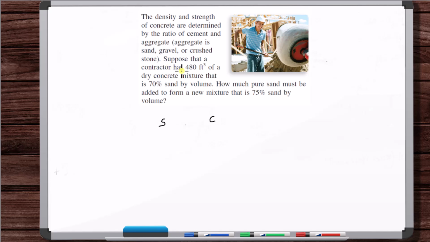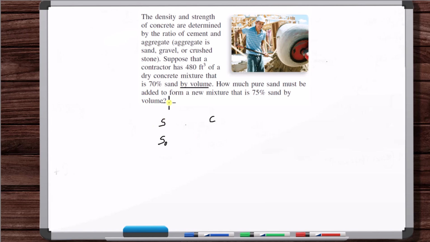Suppose that a contractor has 480 cubic feet of a dry concrete mixture that is 70% sand by volume. So by volume, that's key here, by volume. So in other words, let's call S naught the sand in the original mixture. So we're adding S, but this is the sand in the original mixture. And we don't need a C naught, right? We don't need that because this C is not changing.